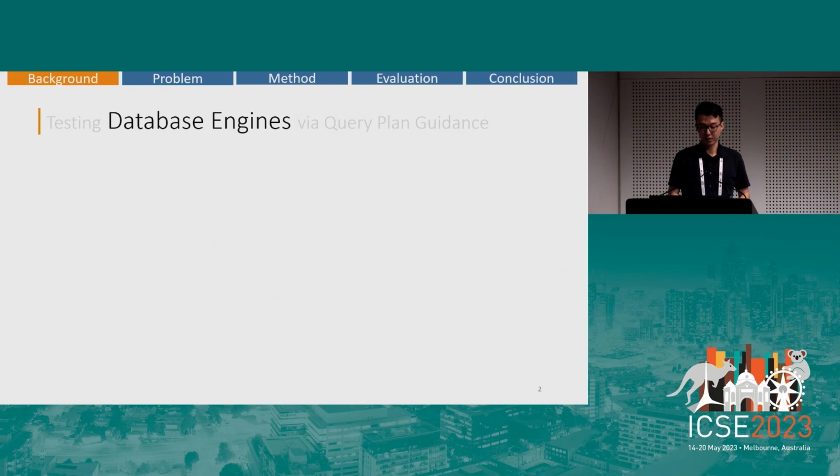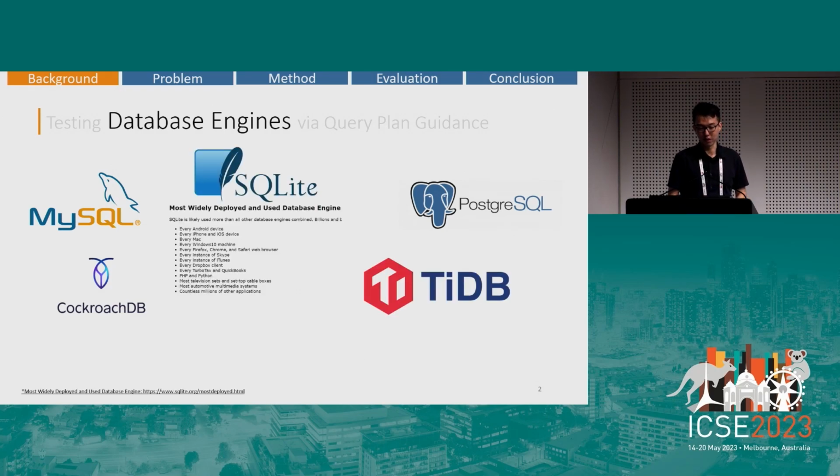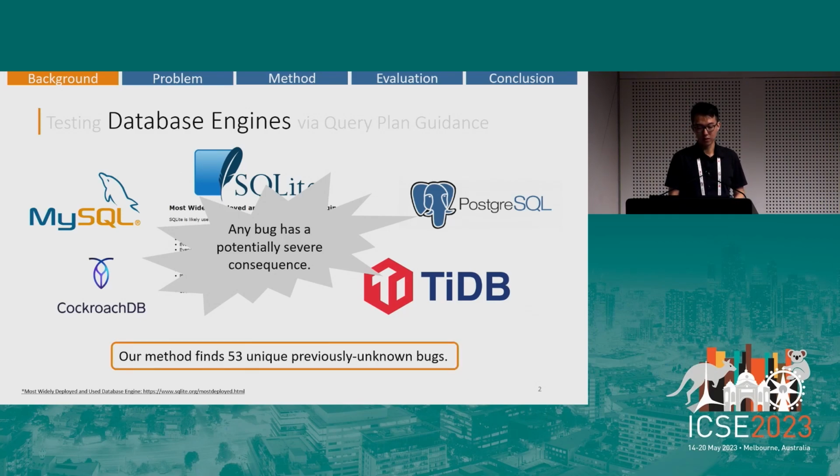Let me get started. Databases are widely used to store, retrieve, and manage data, and we have many successful products like MySQL and PostgreSQL. For example, SQLite is used in almost every Android phone, every iPhone, and every Chrome. Therefore, any bug has a severe potential consequence. In this work, we have found more than 50 unique previously unknown bugs.